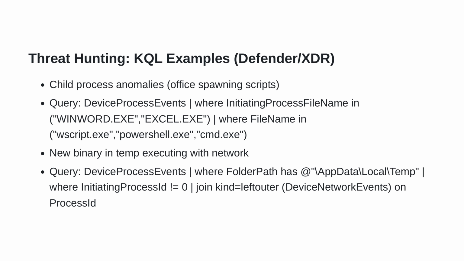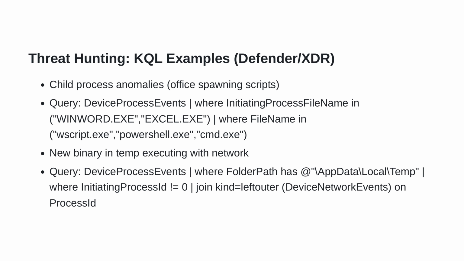On this slide, we're hunting in Microsoft Defender XDR with KQL. First, child process anomalies. We look in device process events for Office apps like WinWord.exe or Excel.exe spawning script interpreters such as WScript.exe, PowerShell.exe, or CMD.exe. That pattern is common in macro-driven execution. Consider making the name match case-insensitive using =~ or in~, adding more Office parents like PowerPoint and Outlook, and projecting helpful fields like initiating process command line, account name, device name, and SHA1 to speed triage.